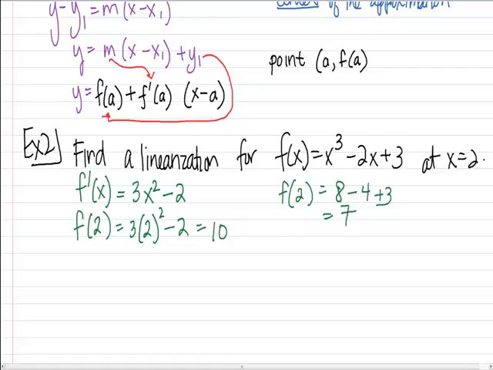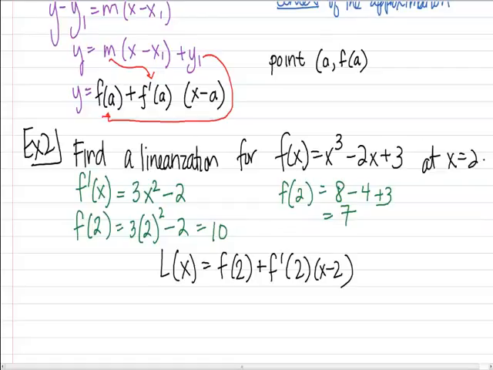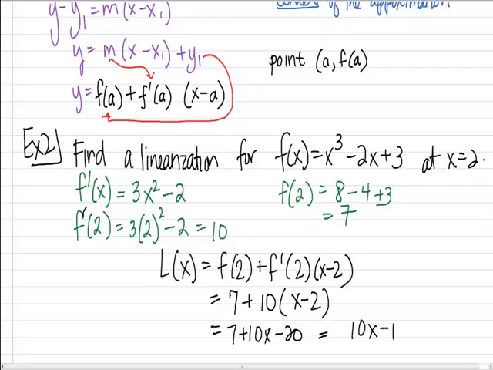So plugging everything into our linearization equation, which is L of x equals f of 2 plus f prime of 2 times x minus 2. We have 7 plus 10 times x minus 2. So 7 plus 10x minus 20 gives us 10x minus 13. And that is our linearization, meaning what the equation turns into when you zoom in really, really close into it.